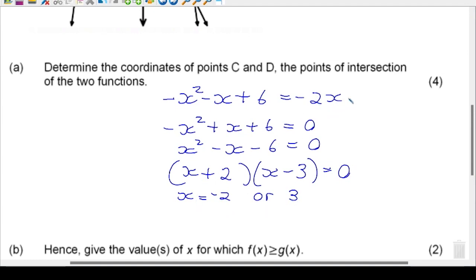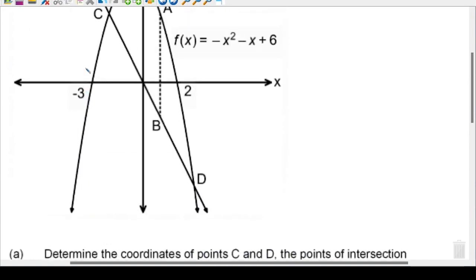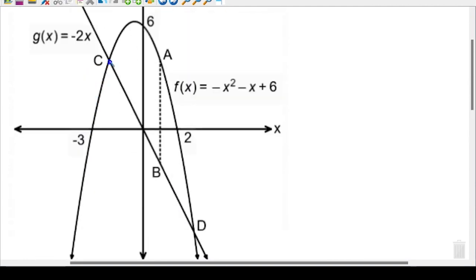Each of those we can put into either function. The simpler function is a straight line. So -2 times -2 is actually 4, positive 4. But 3 times -2 is actually -6. All right. So those are the y values. It's a really good idea always to write them as points, in fact. Okay. So we've got a point C, which is that one over there, -2, 4. And a point D, which is down there, 3, -6.